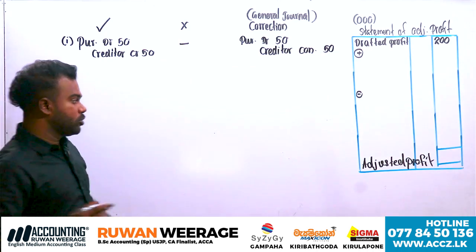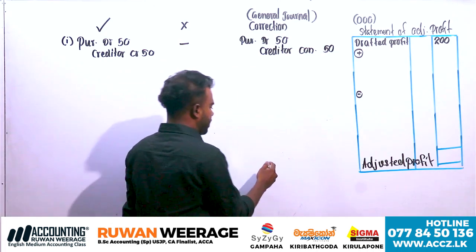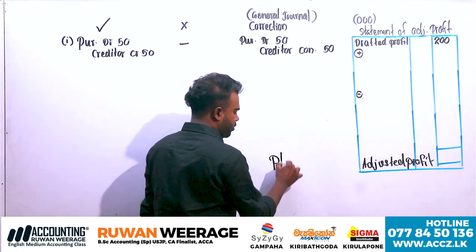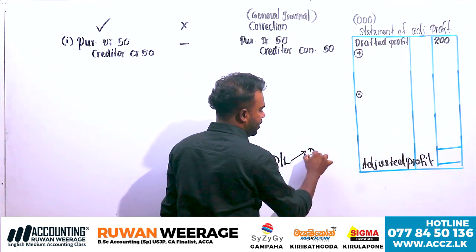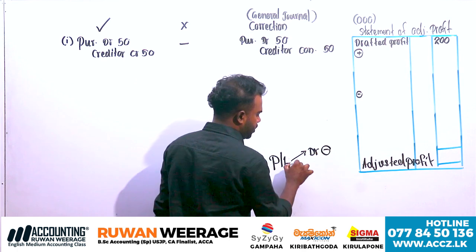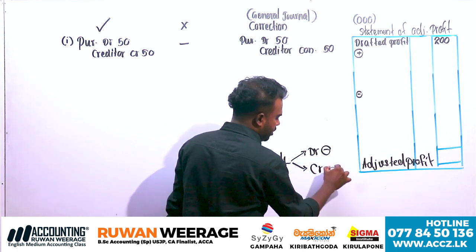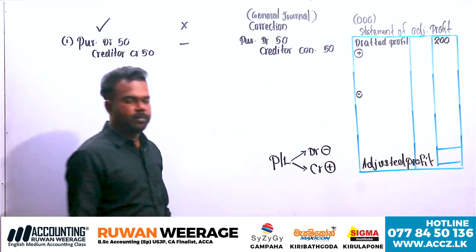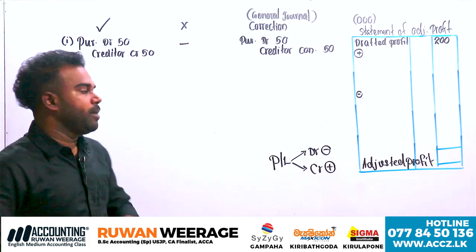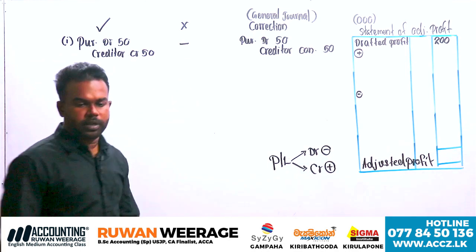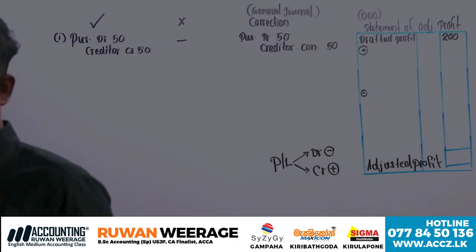Then I told you the short method. P&L debit means decrease the profit. Keep in mind, write down if you want. You already wrote it down. P&L credit means increase the profit. Please tell me, have you written this one? The correction entry. Hurry up and tell.